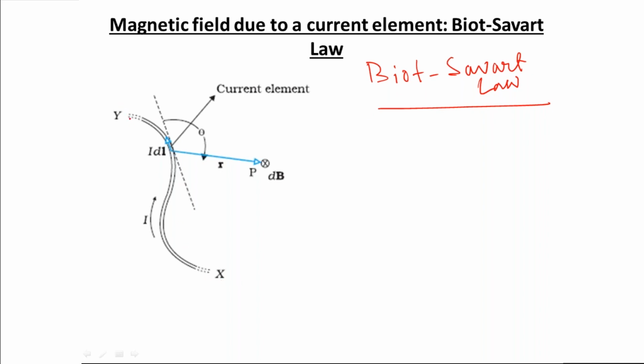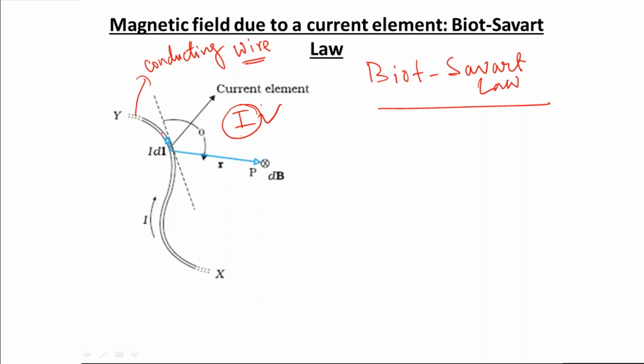So look, suppose there is a point X, Y. This is a conducting wire. It is carrying a steady current. What is a steady current? Steady current means it does not have any variation with time as well as in space. It does not vary with respect to time or with respect to space. So this is a steady current.